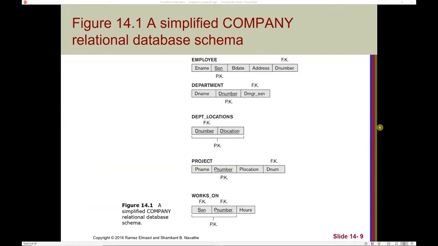Here's a good example, a simplified company relational database schema. If you look at each relation schema, you can see that the attributes pertain only to that entity. For example, if we look at the employee relation, we can see that in it we have social security number as a primary key. We have several non-key attributes, including the employee name, birth date, and address. And then we also include the department number as a foreign key, because a department can have many employees, but each employee can only work for one department.